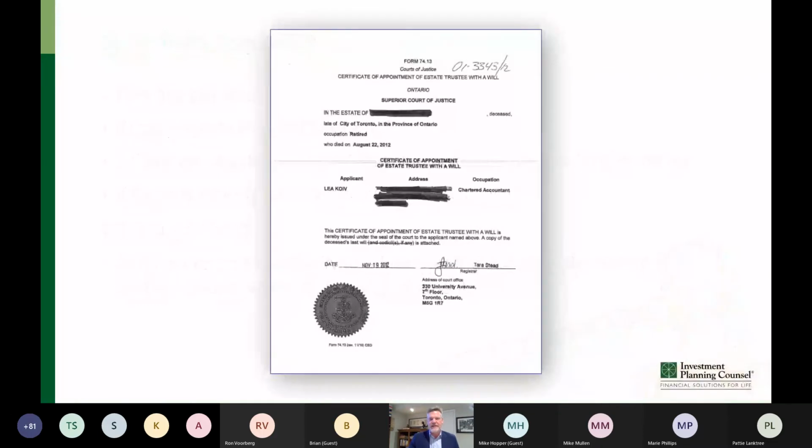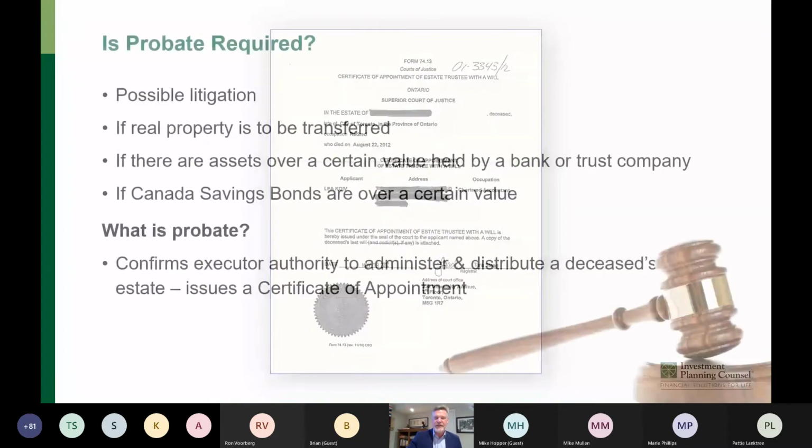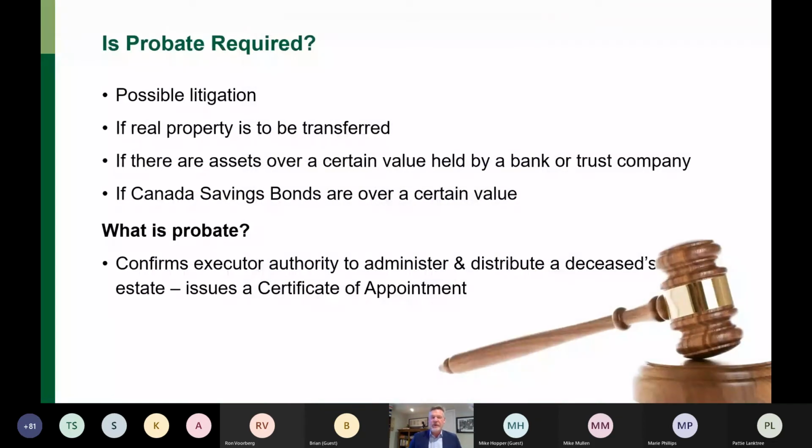And it looks something like this. That's a certificate of appointment, so very official. It basically validates you, when you're dealing with different institutions, that you have the right to administer the estate on their behalf. So is it required? Not all the time, but most of the time it is.